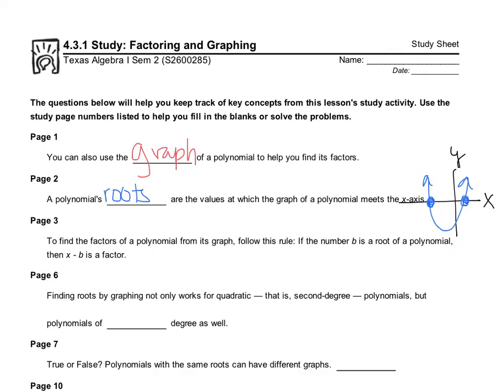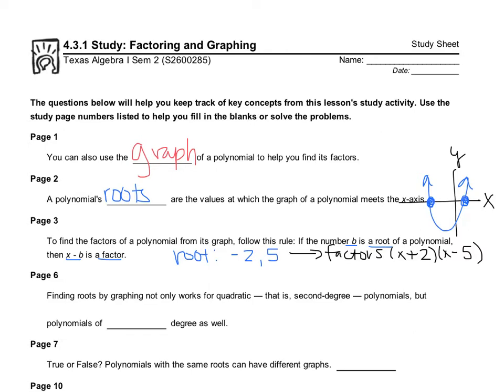So the rule says that to find the factors of a polynomial from its graph, follow this rule. If the number b is a root, then x minus b is a factor. So if I told you we had a graph with roots of -2 and +5, what that tells us is that our factors are going to be x plus 2 and x minus 5. So notice they switch signs, and that's always going to be the case.